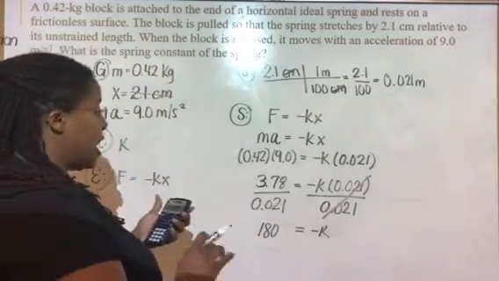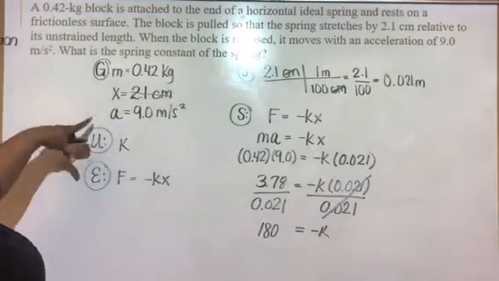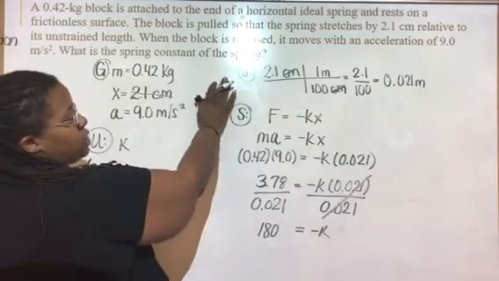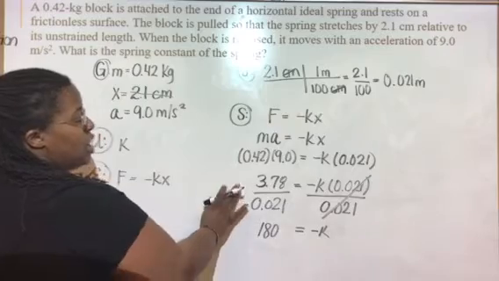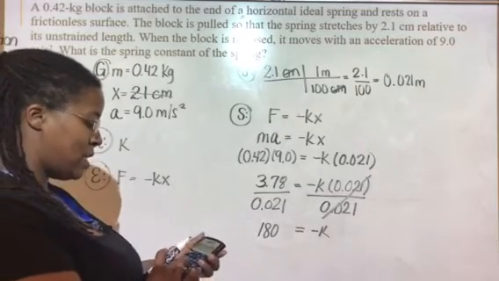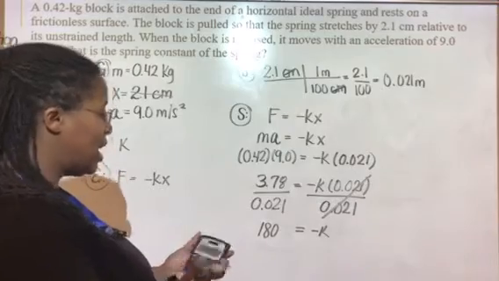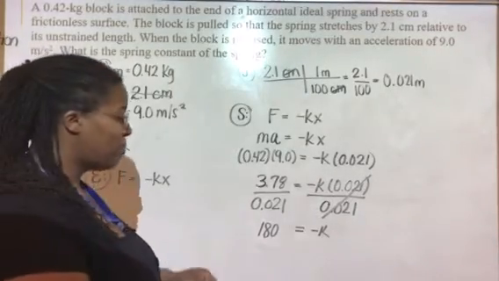All right? Now, let's check our units. We had kilograms, we converted to meters, and we also had acceleration. We were sure to do our substitution step. We ended up expanding our equation, and we ended up with 3.78 divided by 0.021. And that gave us 180 for our spring constant.